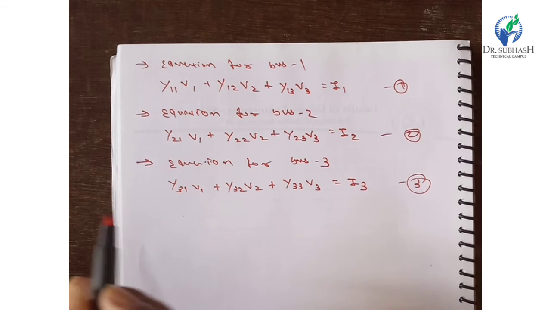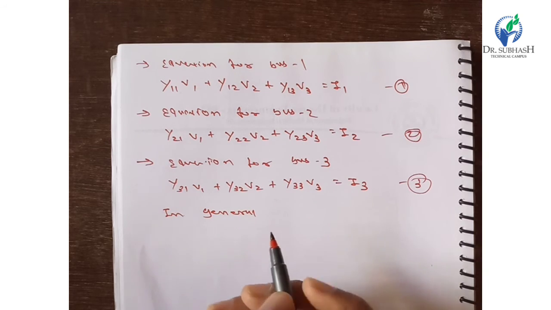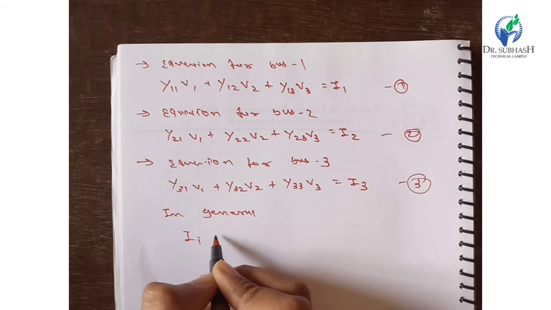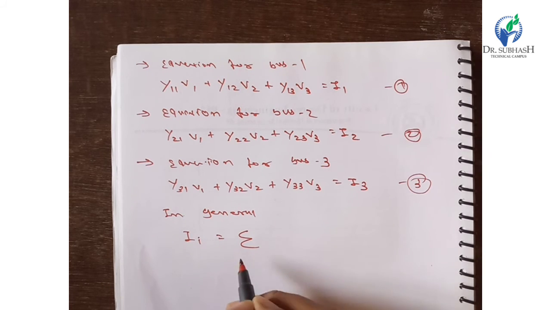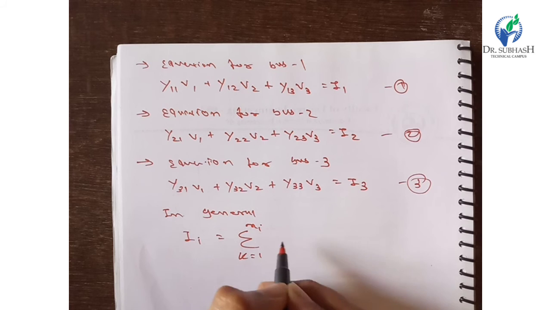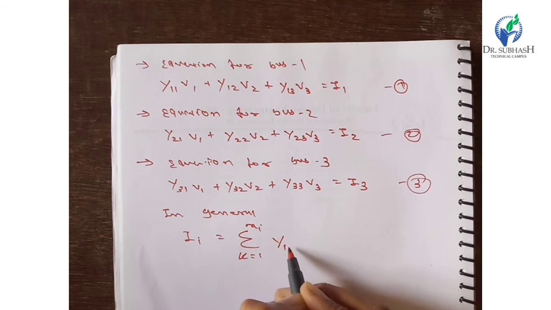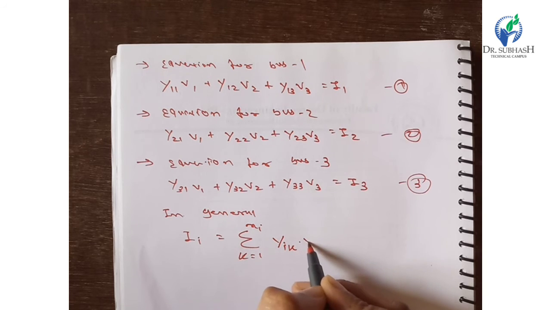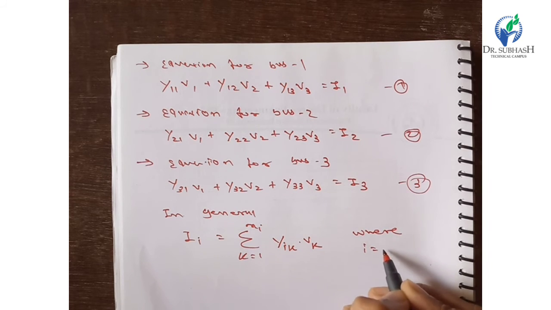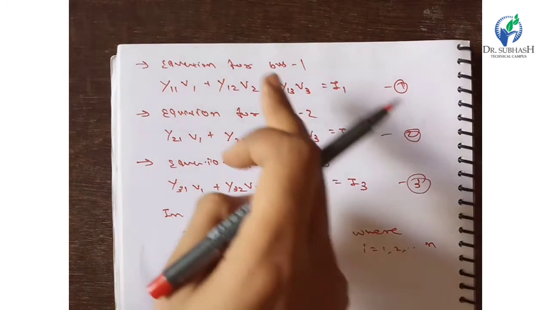In the general form of all these equations, we write I suffix small i is equal to sigma k equal to 1 up to n suffix i, and the value of it is Y_ik into V_k, where i is equal to 1, 2, up to n. This is the general form of all these equations.